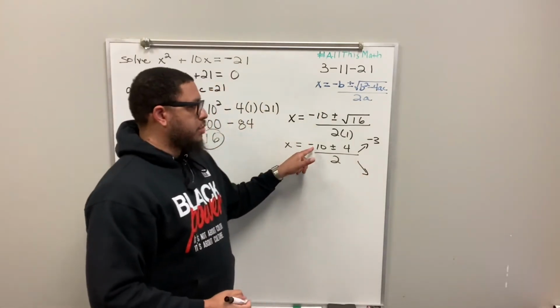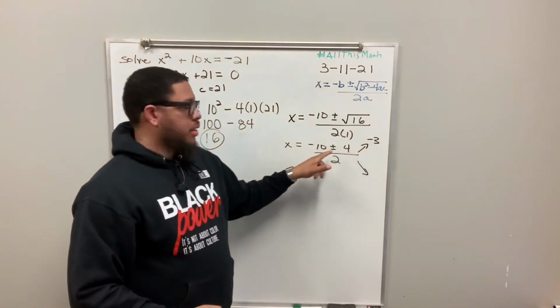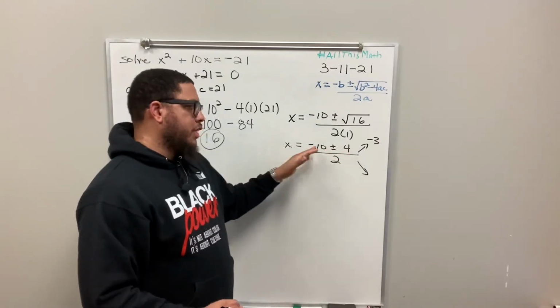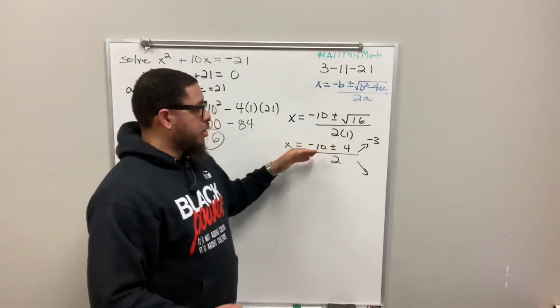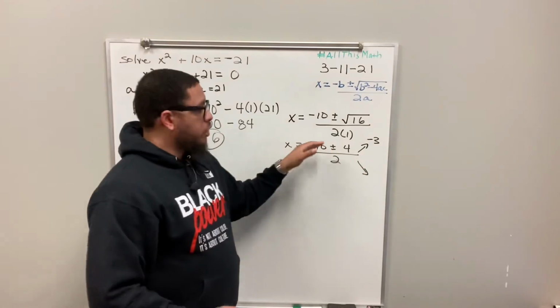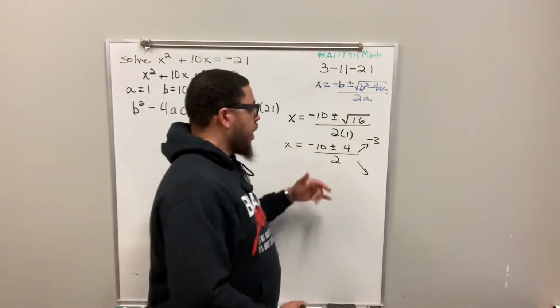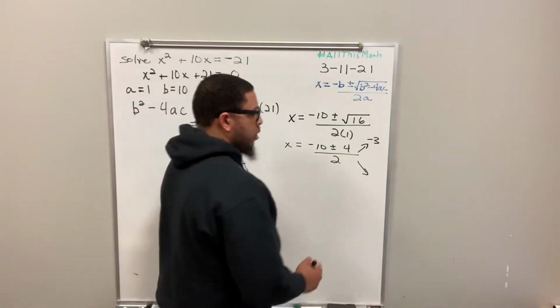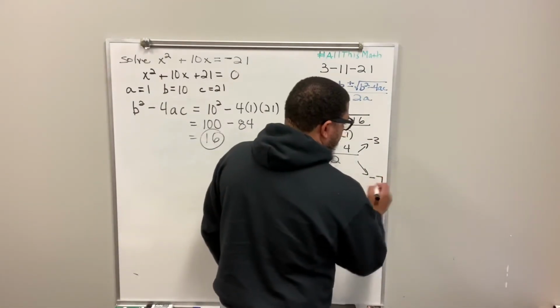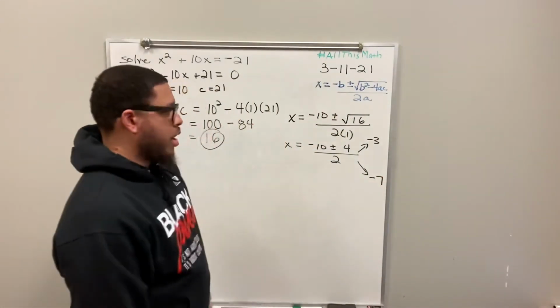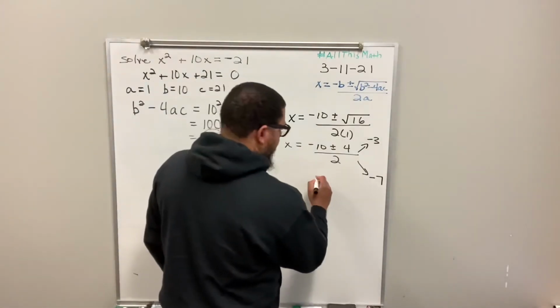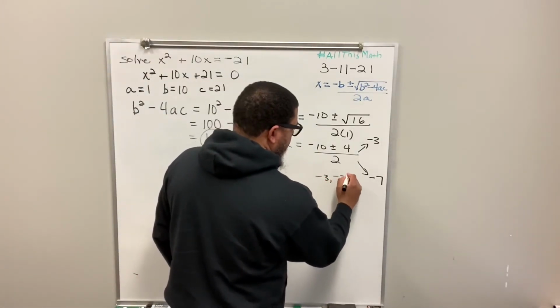Now we're going to do negative 10 minus 4. We already did negative 10 plus 4, but now we're going to do negative 10 minus 4. So negative 10 minus 4 is, of course, negative 14. And negative 14 divided by 2 is going to be negative 7. All right? So these are 2 solutions, right? Negative 3 and negative 7, right?